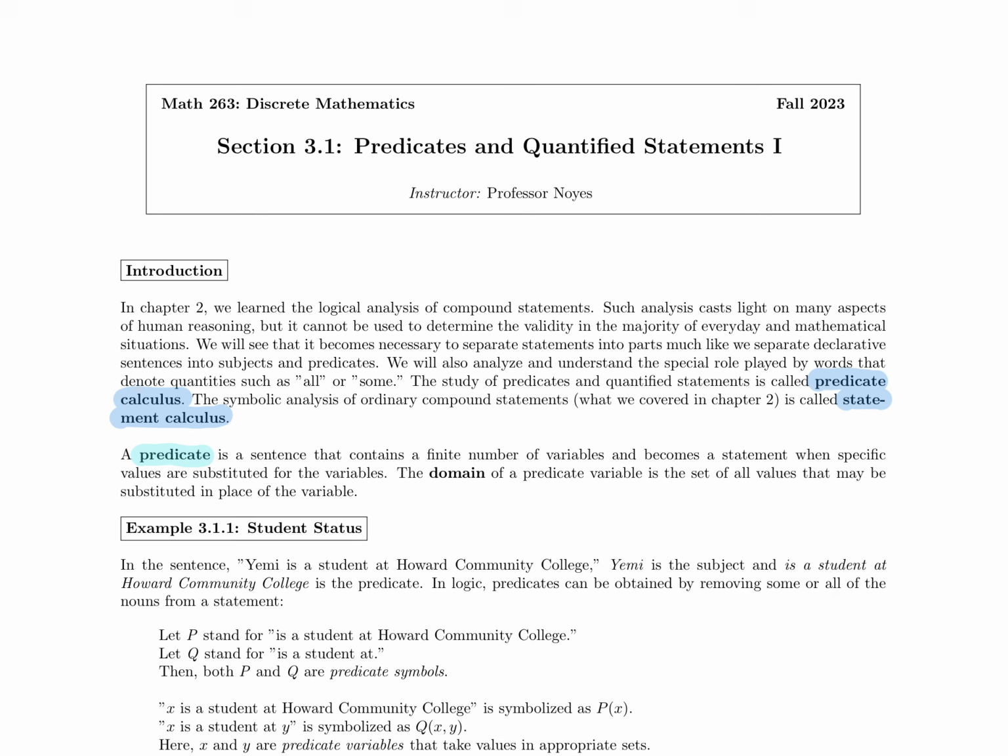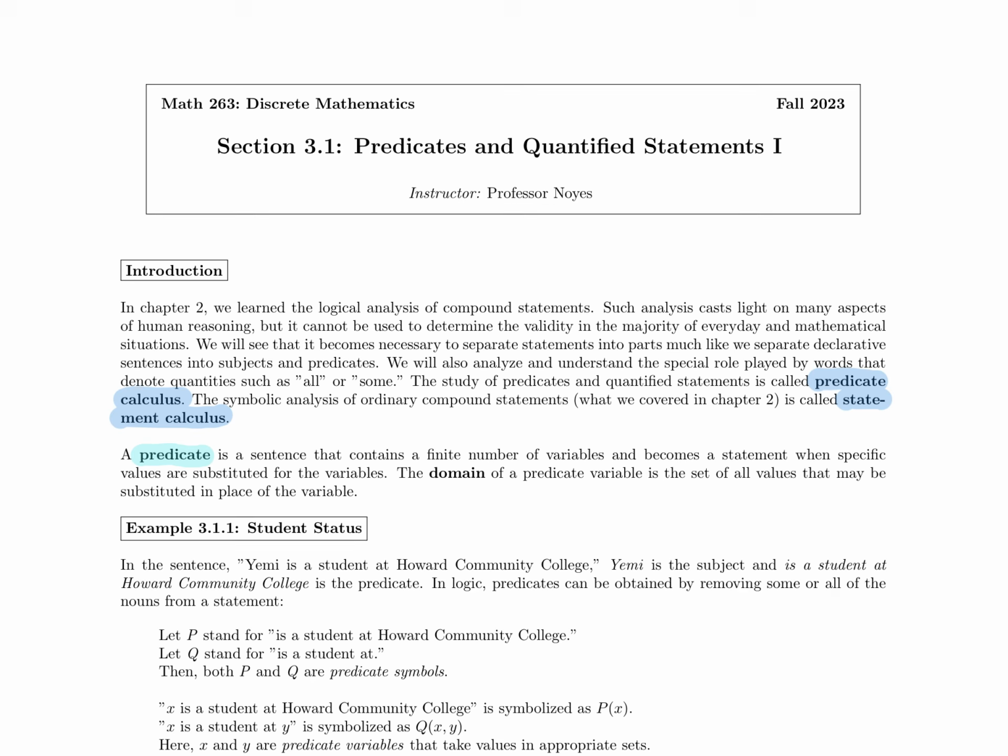A predicate is a sentence that contains a finite number of variables and becomes a statement when specific values are substituted for the variables. So remember here, finite means countable, right? A discrete number, if you will. So finite number of variables, and the predicate becomes a statement when specific values are substituted for the variables.